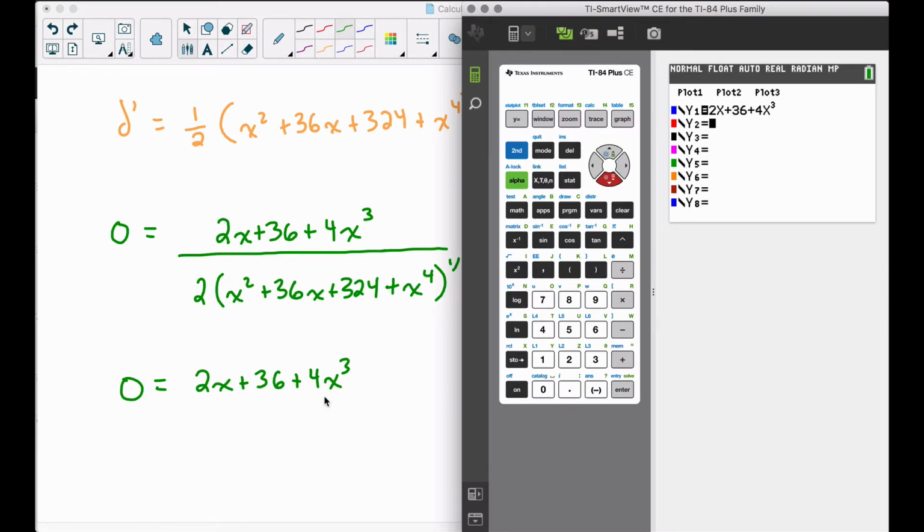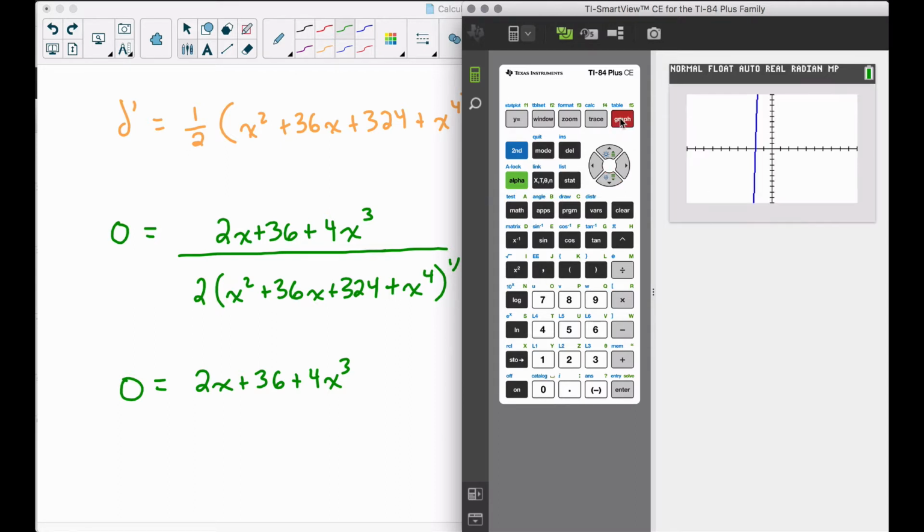If you could not use a graphing calculator to find the value of x that makes this equal to 0, you could explore options such as the rational root theorem and synthetic division. There's nothing wrong with doing that, but for sake of time, I'm going to resort to the calculator for this. So we have our function typed in, pressing graph.